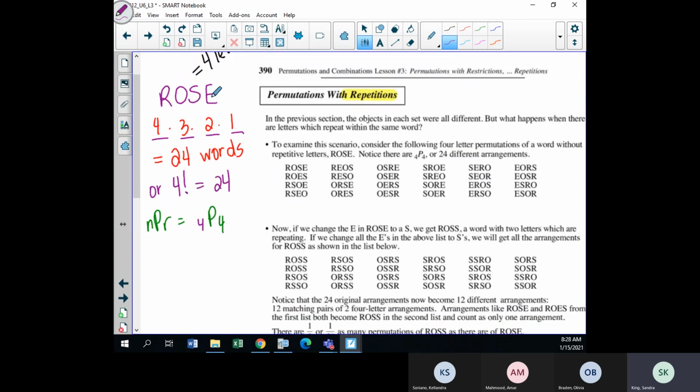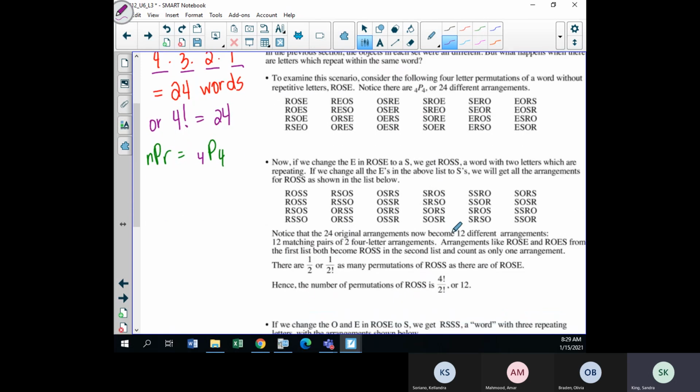Now, let's say I change the word rows, and instead of giving you the word rows, I give you a word with what's called a repetition. So a repetition would be a word like Ross. And I said, well, how many different arrangements can you make with the word Ross? There is a repetition in Ross. There's 2 S's, right? And I've never given you up to this point a word with a repetition in it.